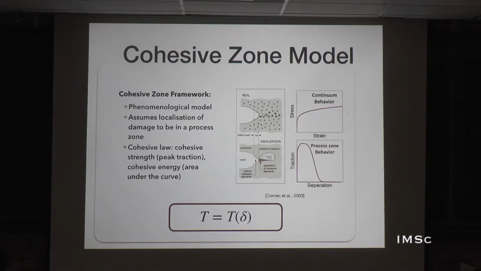Now, this constitutive behavior of the process zone is an assumed form in which traction is a function of delta, which is the separation between these two surfaces, which are essentially an idealization of the boundaries of the process zone. This traction separation behavior usually has a peak traction value somewhat like this, and the area under the curve is the cohesive energy or the work of fracture, and these two are the conventional cohesive parameters for such a representation of damage.